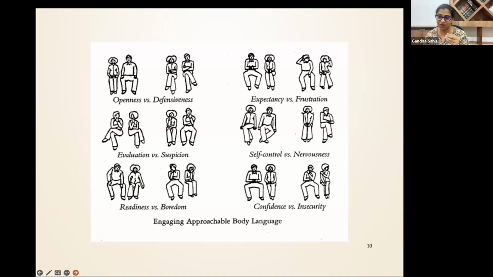Because the rule is the mediator talks the least, parties talk the most. So if we are talking too much and there is boredom out there, it means you are really losing the track. You're on the wrong road. So pay attention to how the parties are reacting.